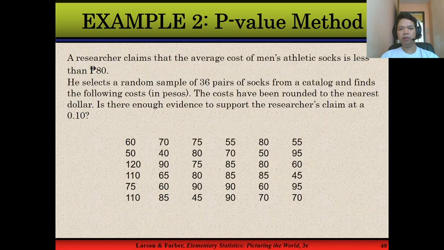Okay, another example 2. So a researcher claims that the average cost of men's athletic socks is less than 80 pesos. So he selects a random sample of 36 and catalogs them and finds the following costs. Ito nga yung 36 costs na yan. So is there enough evidence to support the researcher's claim at alpha of 0.10 or significance level of 0.10?